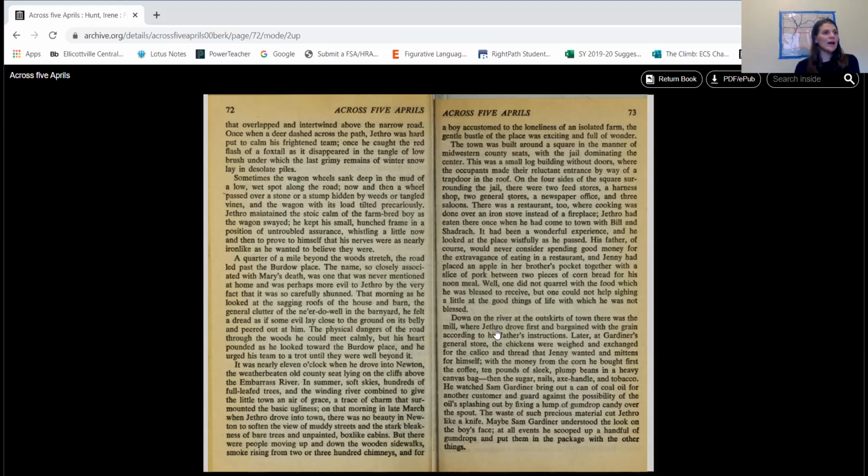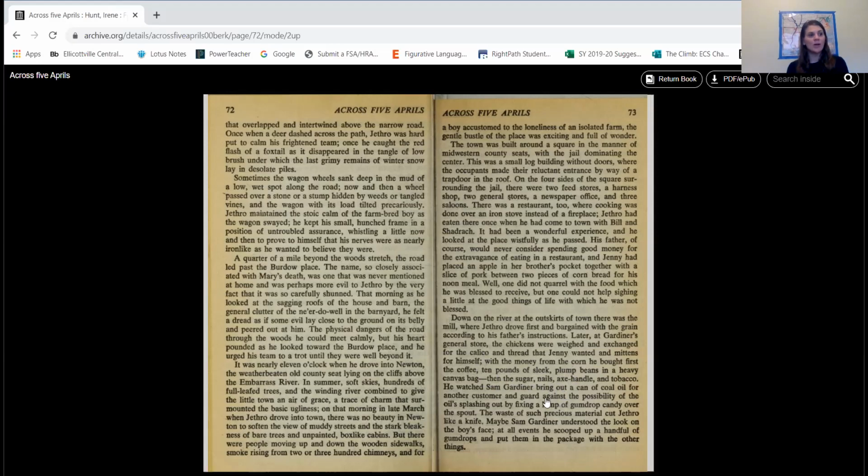Down on the river at the outskirts of town, there was the mill, where Jethro drove first and bargained with the grain according to his father's instructions. Later, at Gardner's general store, the chickens were weighed and exchanged for the calico and thread that Jenny wanted, and mittens for himself. With the money from the corn, he bought first the coffee, 10 pounds of sleek, plump beans in a heavy canvas bag, then the sugar, nails, axe handle, and tobacco.